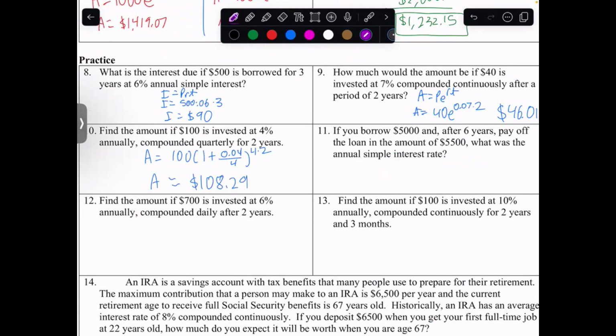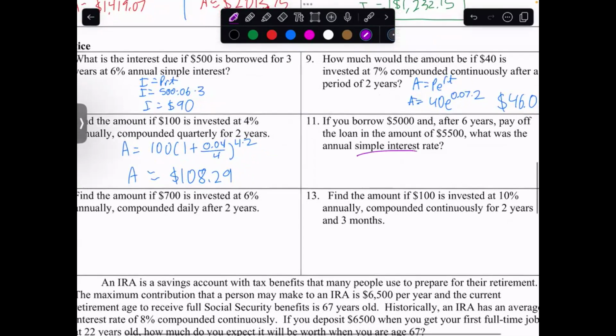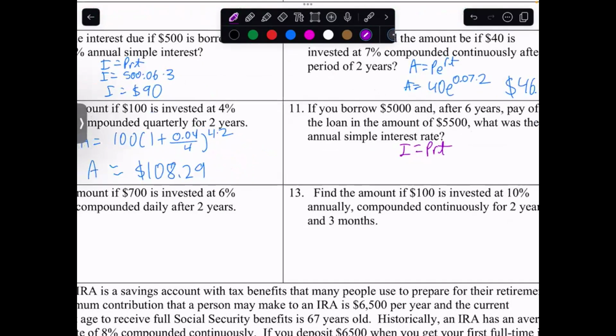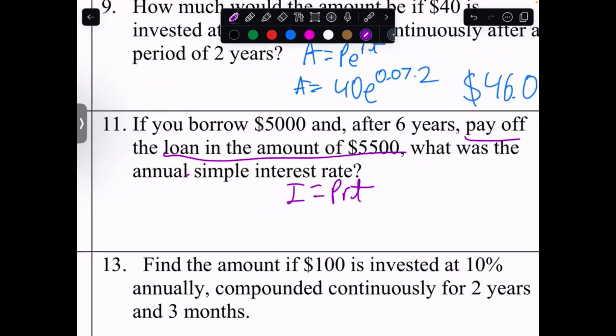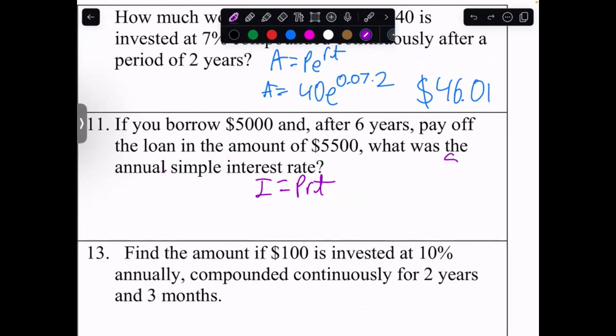Okay, problem 11 was probably the trickiest one because this is the only one where you were asked to calculate the rate. So it is simple interest, so it's going to be the I equals PRT formula. I is not 5,500 though, because the total amount you paid back was 5,500. That would be A, but this formula does not use A, it uses I. So you paid 5,500, the principal was 5,000. So the interest you paid was just 500.